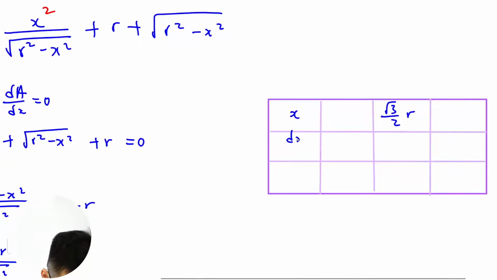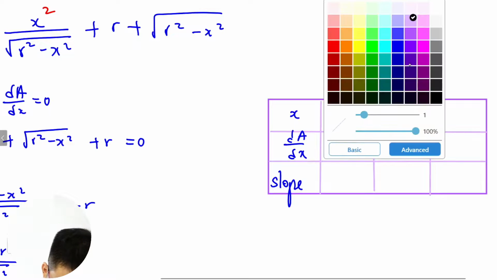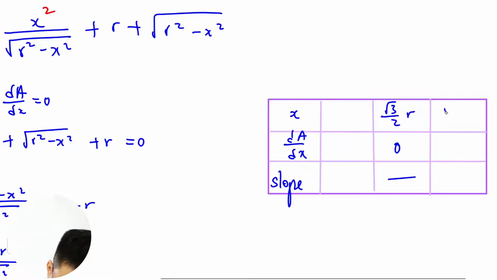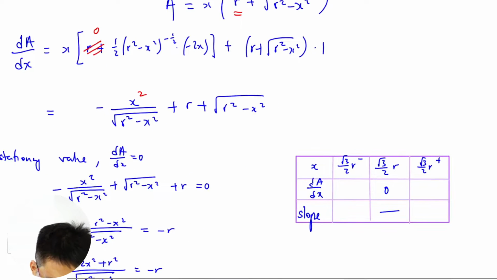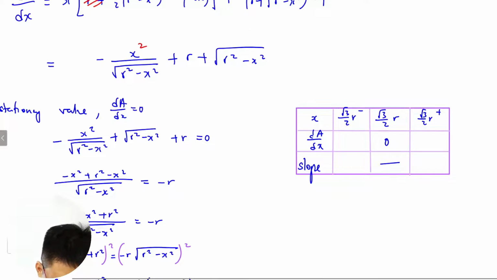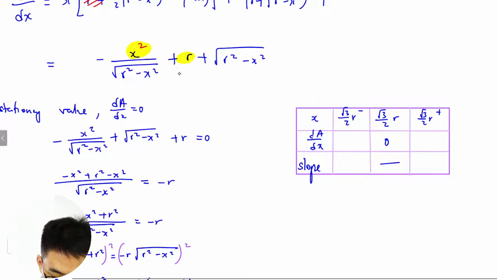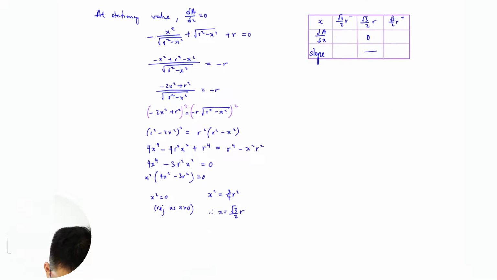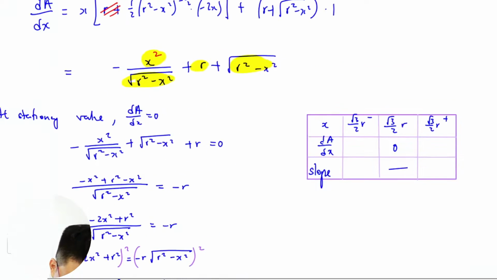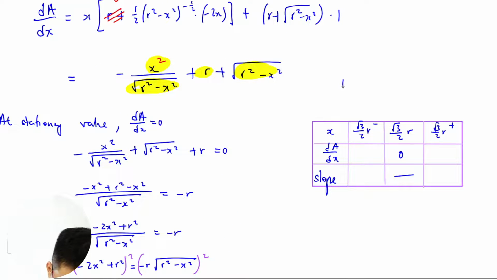So this is dA/dx. Then the slope is here. This is 0, so the slope here is just horizontal. Then you put root 3 over 2 r, plus and minus. You can see that this is always positive, so it's not really an issue. This is also always positive. What is an issue is actually this one here and this one here. So you just look at dA/dx.